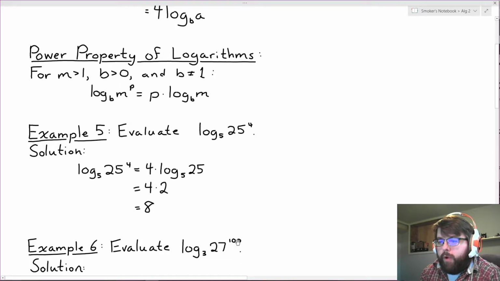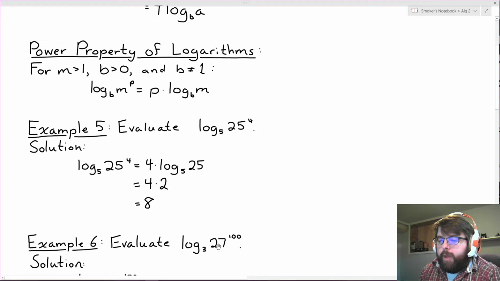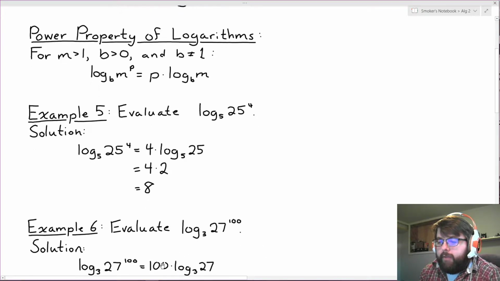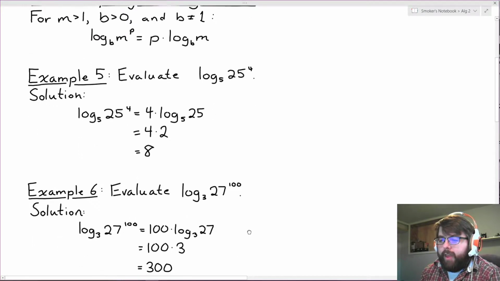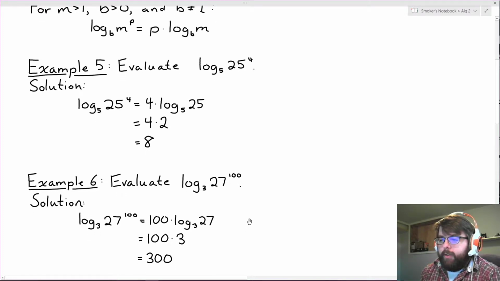But we can use the power property and actually evaluate this probably without a calculator at all, because I can take this 100 and bring it down out in front. The power is out in front times log base 3 of 27. 3 to what power gives you 27? 3 to the second is 9. 3 to the third is 27. So the answer to this is actually 300. 3 to the 300th power gives me 27 to the 100th power.